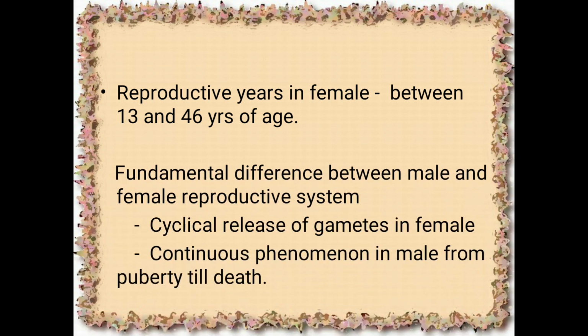So what is the fundamental difference between male and female reproductive system? In female, there is a cyclical release of gametes, whereas in male, it is a continuous phenomenon from puberty till death. So the cycles in females last for about a month, and this is due to the cyclical secretion of gonadotropins from pituitary. So this monthly cycle is referred to as the menstrual cycle in females.